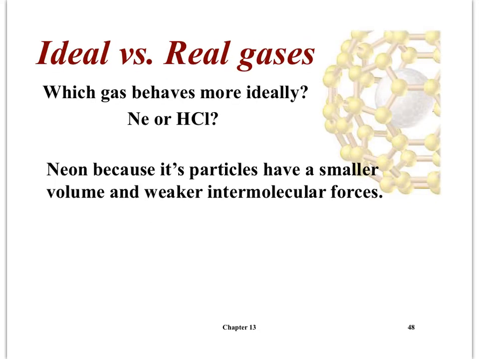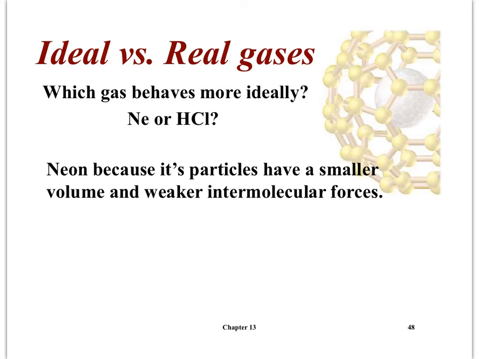Okay, so let's take a look at neon versus hydrochloric acid. Both of these are gases at room temperature, and we want to know which one behaves more ideally. So, ideal gases are ones that follow KMT with its two assumptions. Remember, the two assumptions are that gas particles have no volume and that gas particles have no intermolecular forces, those two. So, the one that will behave more ideally is one that will give you very small volume.